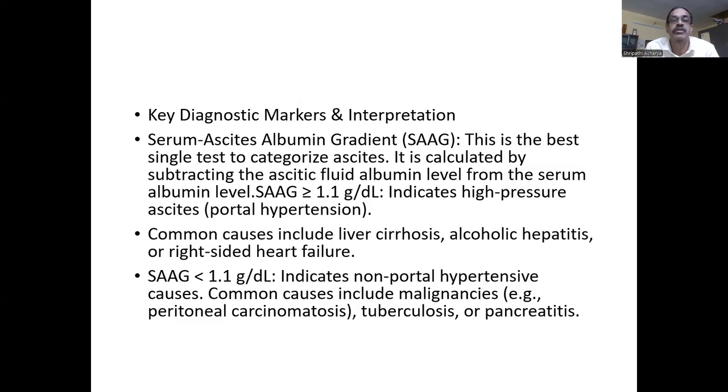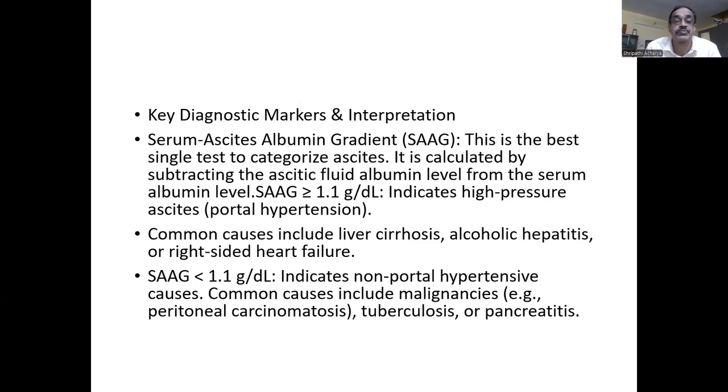Key diagnostic tests. The serum-ascites albumin gradient, or SAAG, is the best single test. It is calculated by subtracting the ascitic fluid albumin level from the serum albumin level.